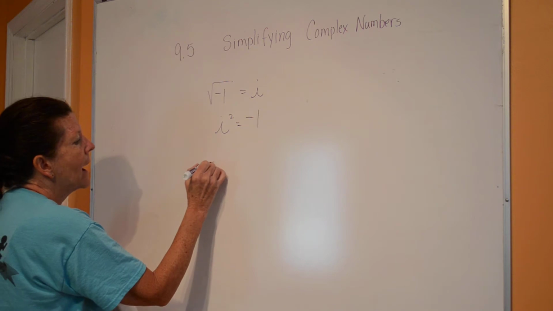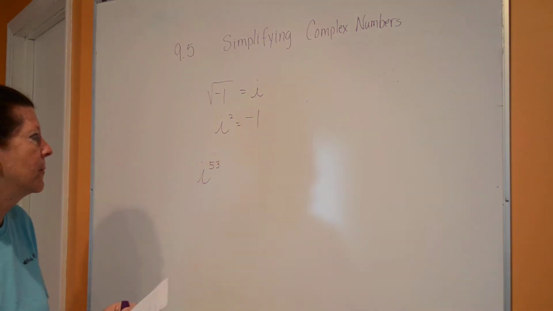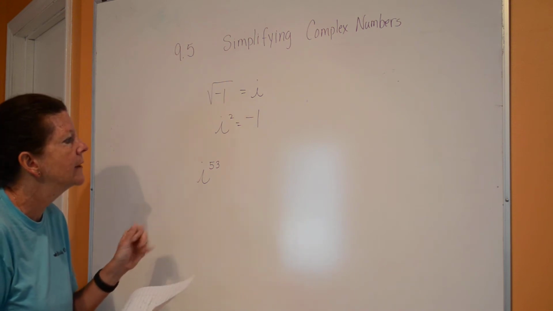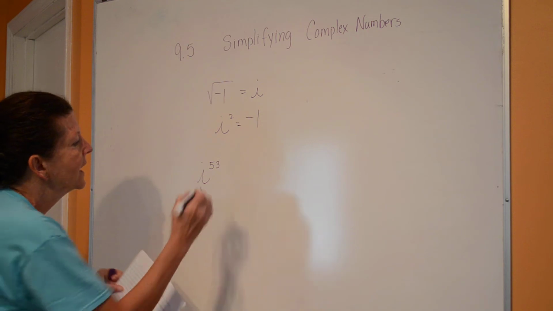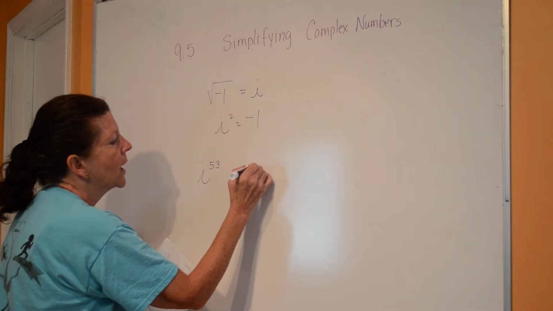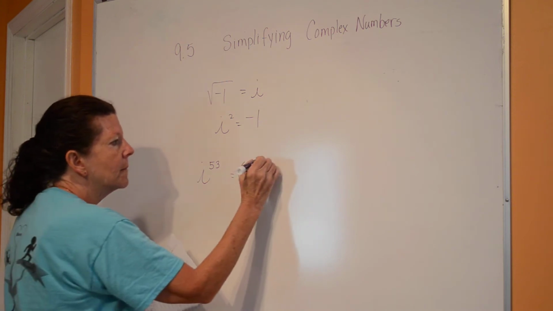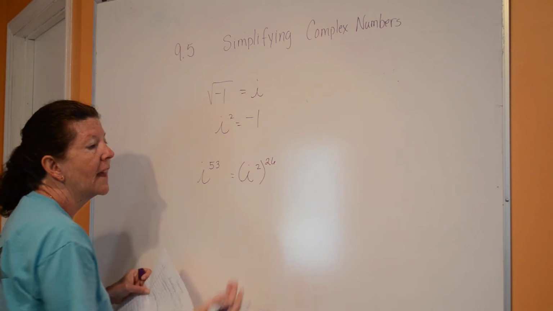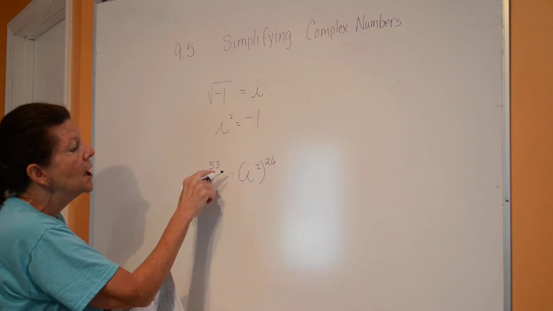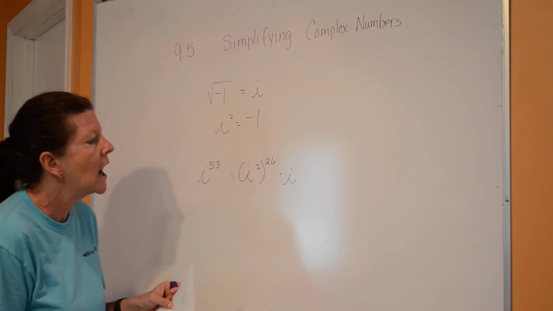Let's say I have a power of an imaginary number. I have i to the 53rd power. There's several different ways to try and figure out what that's equal to. In my opinion, the easiest way is to always write it as a power of 2. So i squared raised to the 26th power, when you multiply that, is going to give me 52, but I have 53, so I would have to multiply that by another i.